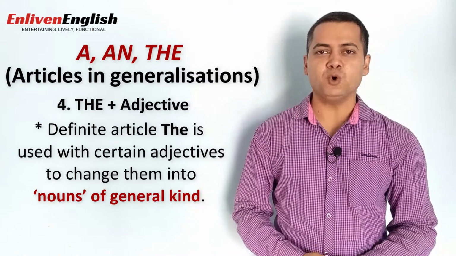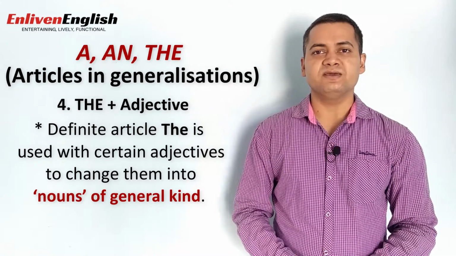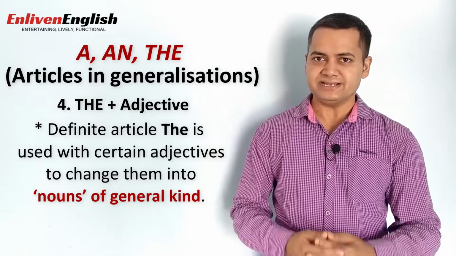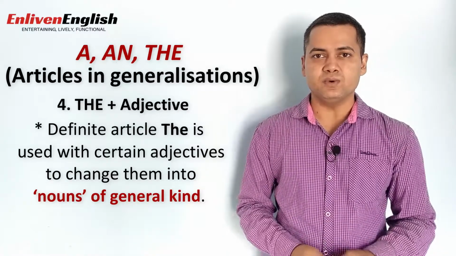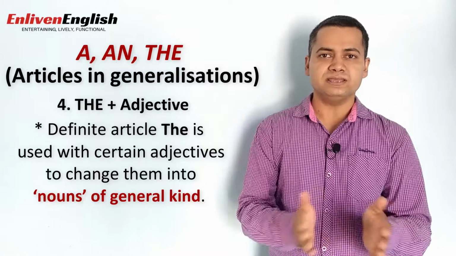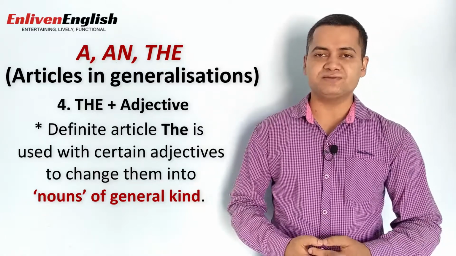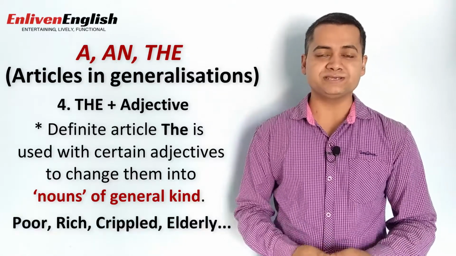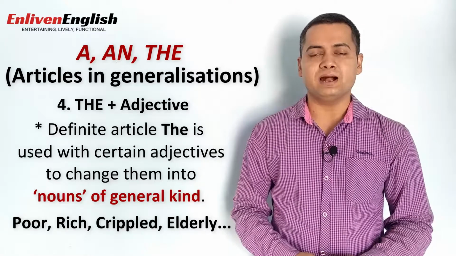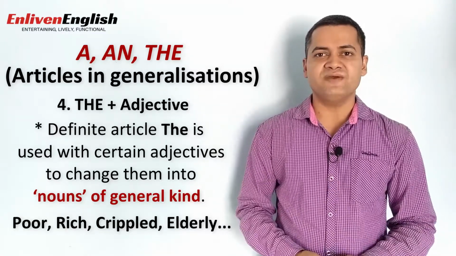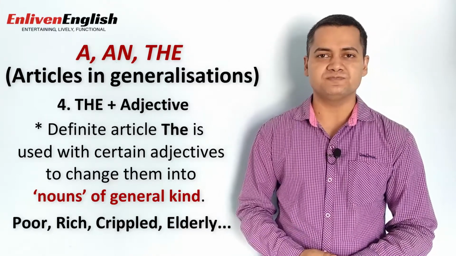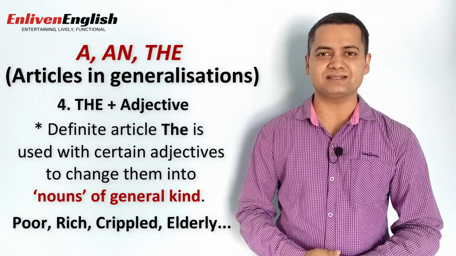Now let's see some more ways to make generalizations. We use the before certain adjectives to make generalizations. Definite article the with certain adjectives can turn them into nouns of a general kind. Poor, rich, crippled and elderly are some commonly used adjective words which can act as nouns when used with definite article the. Let's see some examples to understand this.